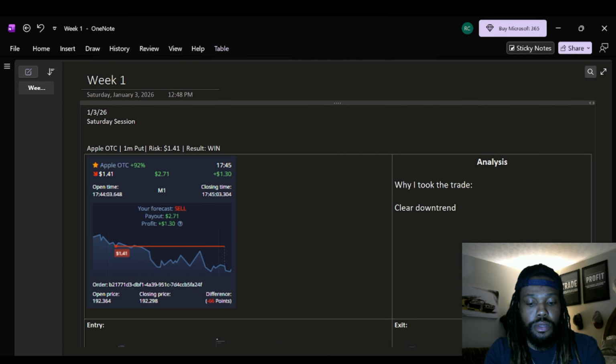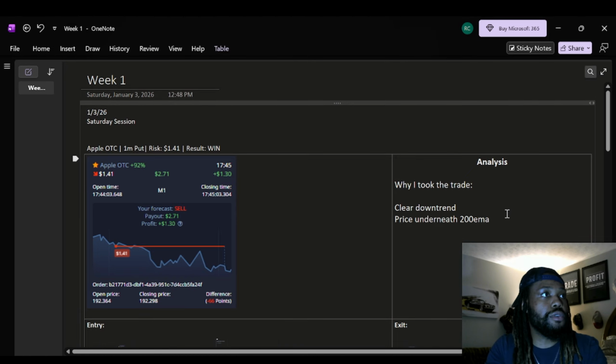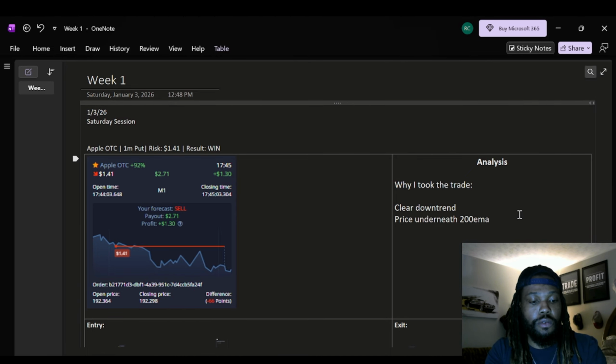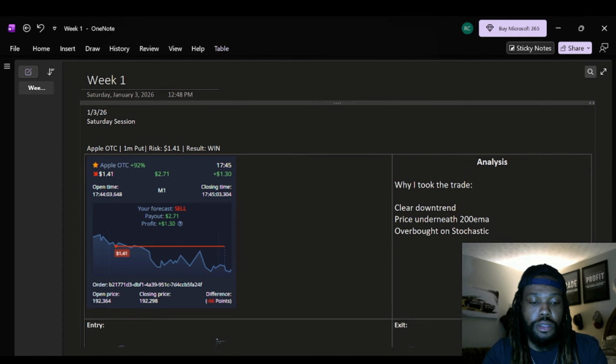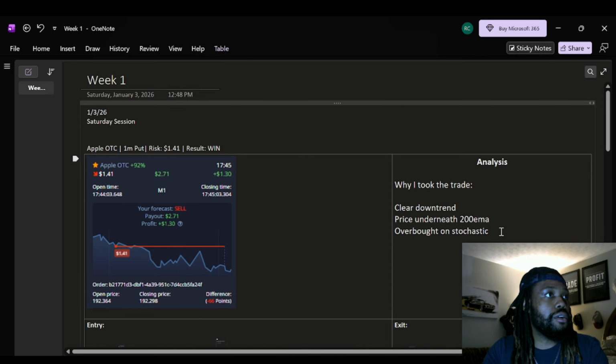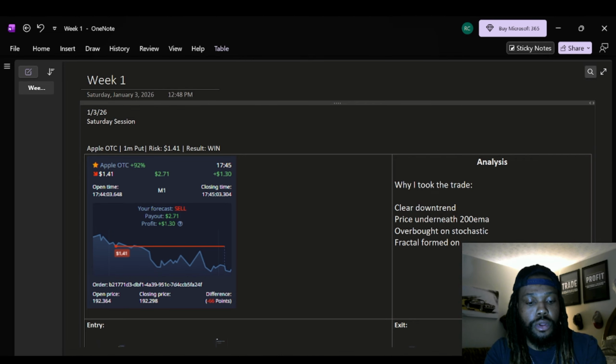Clear downtrend. Price underneath 200 EMA. What else was our confirmation? Overbought on stochastic. I think that's how you spell it. It was overbought on stochastic and fractal formed on our entry time frame.